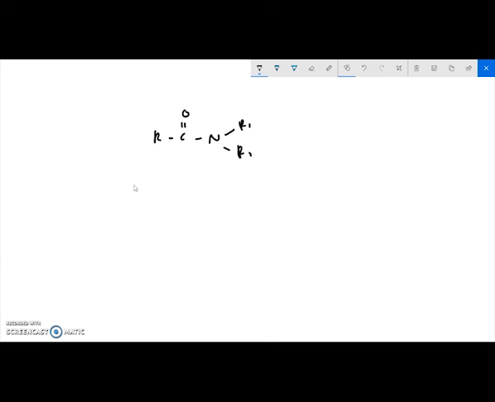So just like the previous carboxylic acid derivative, all of the name is originated from carboxylic acid, which ends up as oic acid. If we convert the OH part of the carboxylic acid into an amide, the oic acid will be replaced with amide.